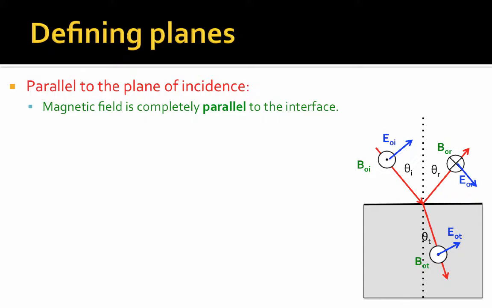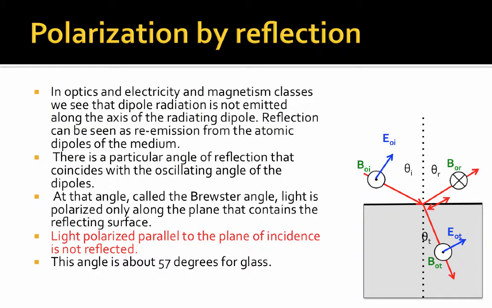If we want to define parallel to the plane of incidence now, our electric field is pointing, in this case, in this direction, in the plane of incidence. And as it's transmitted and reflected, it is still in the plane of incidence. So now we have perpendicular to the plane of incidence and parallel to the plane of incidence. This allows us to do something really interesting, which we'll understand more as we study reflection.